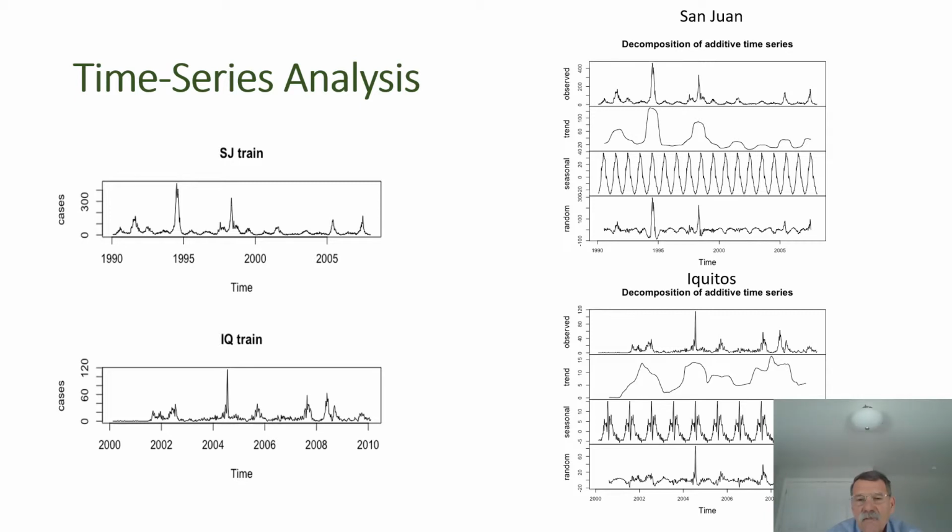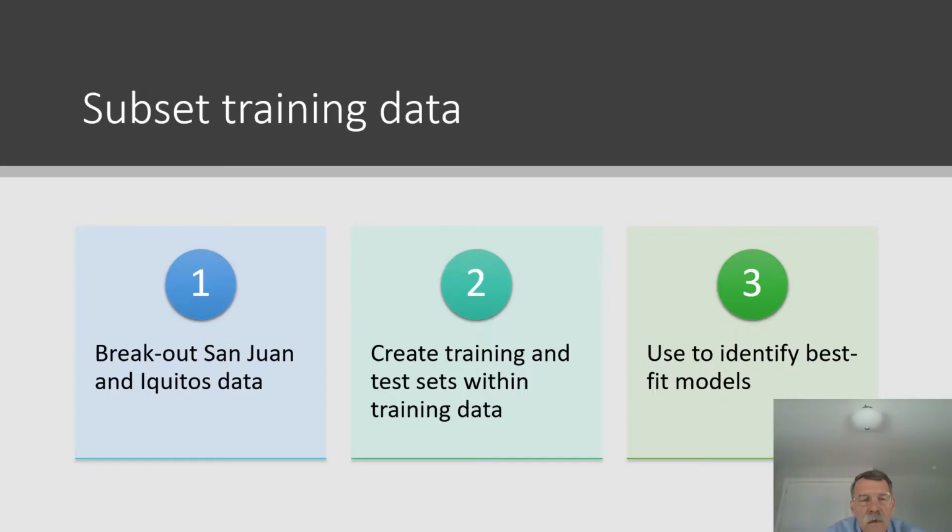And the spikes are not necessarily in the same time frame because the climate conditions in South America and Puerto Rico are different. So I broke out the San Juan and Iquitos data, created subsets, and then even though there was a test set given, I wanted to create separate training and test sets within the training set.